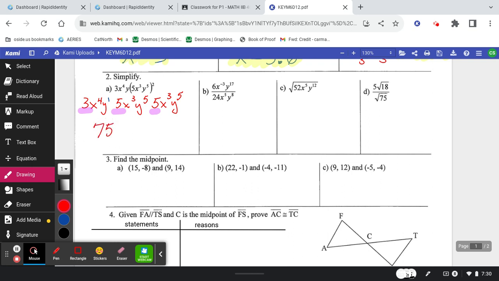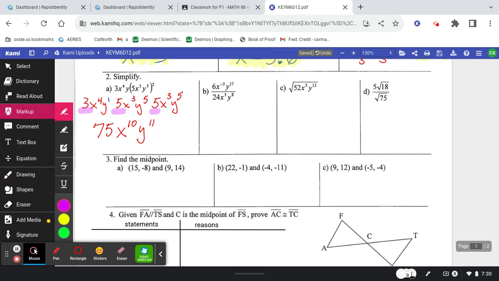Then I've got x to the 4th, x to the 3rd, x to the 3rd, and those exponents are all going to be adding. You got it. 4 plus 3 is 7. 7 plus 3 is 10. So that becomes x to the 10th. Now remember, there's a little tiny y to the 1 power, and then the 5th power, and then the 5th power. So 5 plus 5 is 10, plus 1 is 11. There's my total simplified answer, where I multiplied all of the big coefficients, and then I added the powers for all of the same bases.